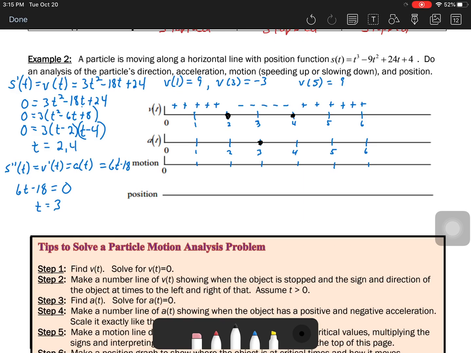So now let's test on either side to see where the acceleration is. At t equals 3 there's basically no acceleration; acceleration is 0. If I test on either side of 3, let's go a of 2. If I put a 2 in there, that's 12 minus 18, which is a negative number, so that's negative 6. So this is negative here.